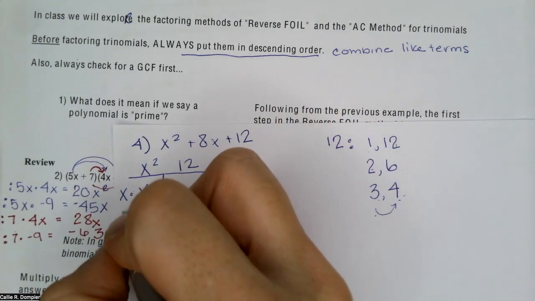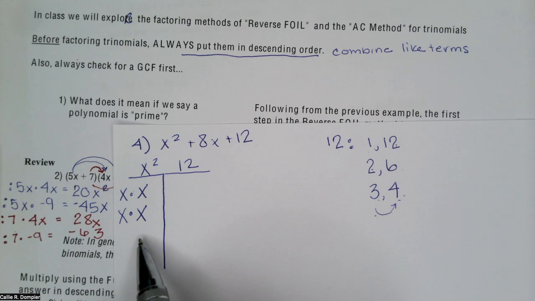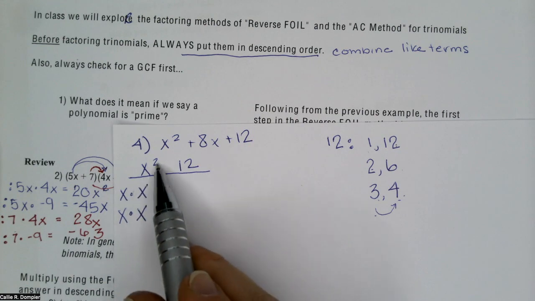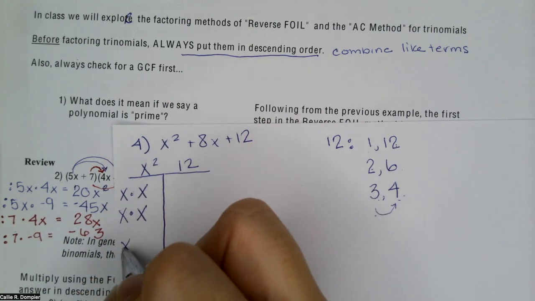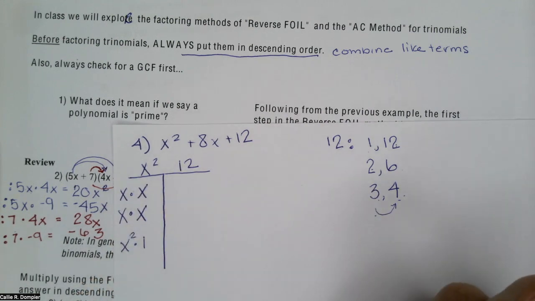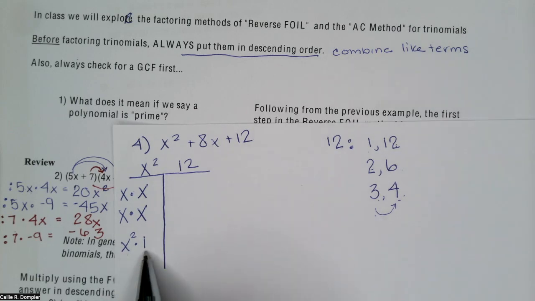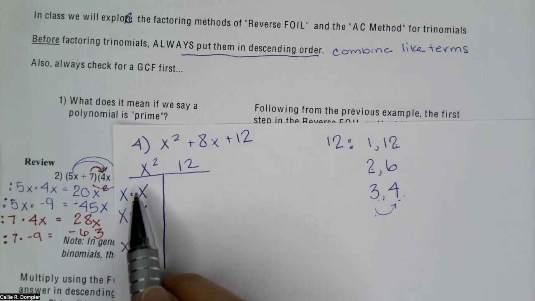So it's x times x as the only terms that make up x squared. The only thing you can multiply together to get x squared is x times x. You could also get x squared times 1, but we don't really see that in this way of factoring. So I would not worry about x squared times 1. I would just worry about x times x.